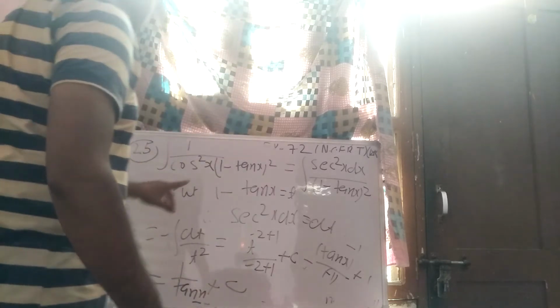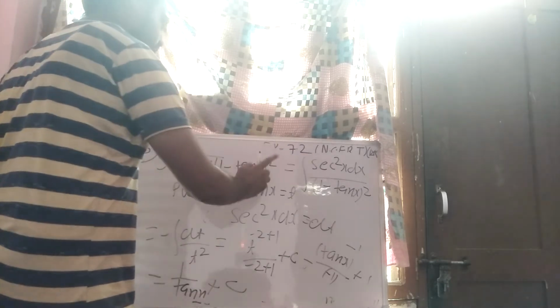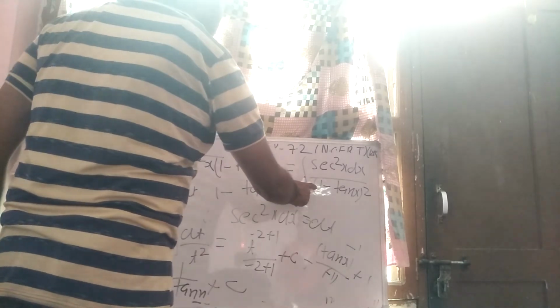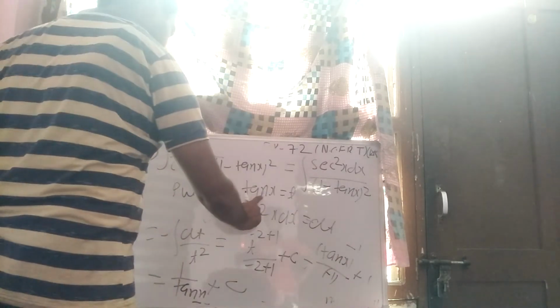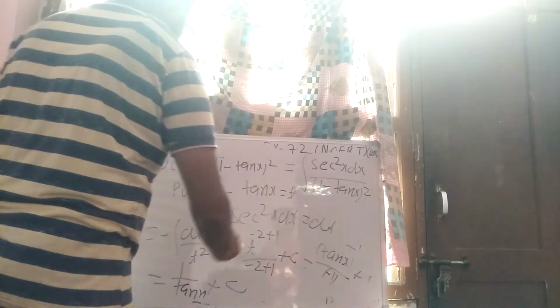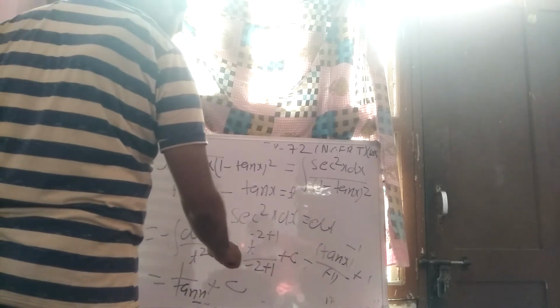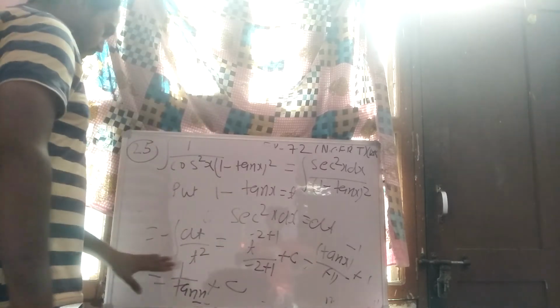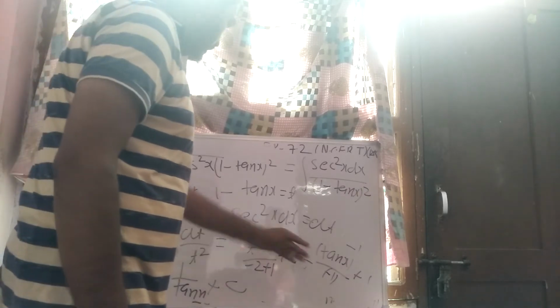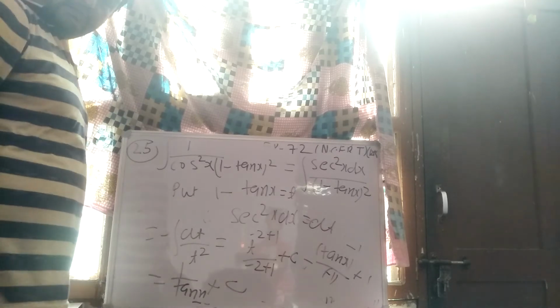We have to check and explain. The question is sec square x upon 1 minus tan x power 2. We also put 1 minus tan x equal to t. So minus sec square x into dx equal to dt. So dt upon t power 2, and t power 2 means minus 2 plus 1 upon minus 2 plus 1, so plus c. And we also then put the value of t, 1 minus tan x. This is the complete answer.